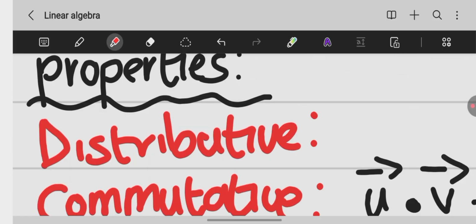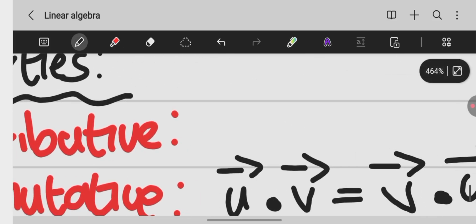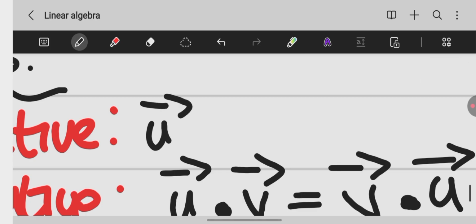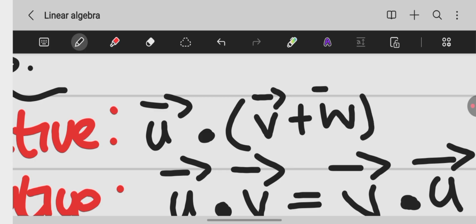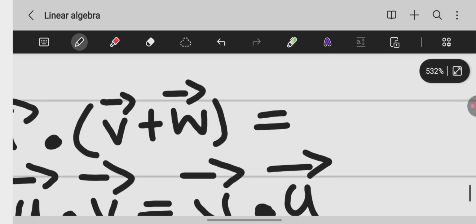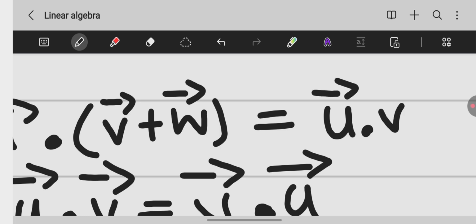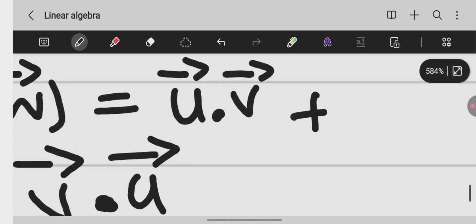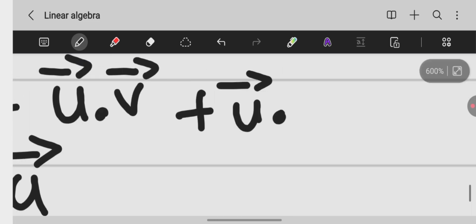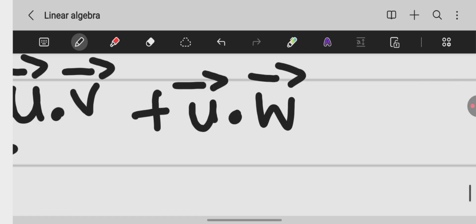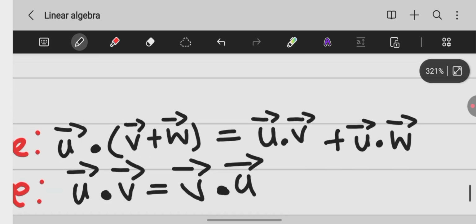Okay, well, vectors can also be distributive, where if you have the vector u dotted with the vectors v plus w, this is equal to u dotted with v plus u dotted with w, right? Okay, let's talk about what the results would look like.